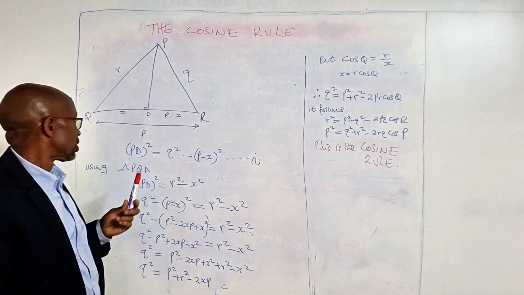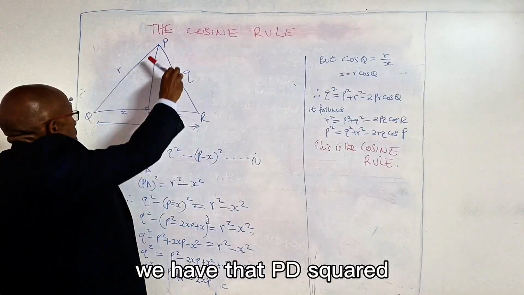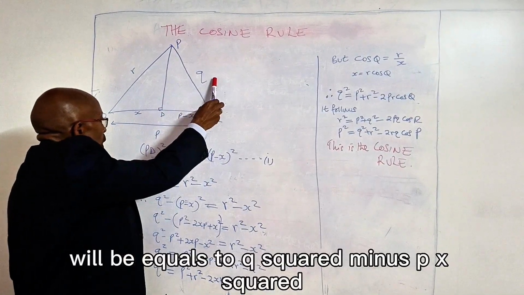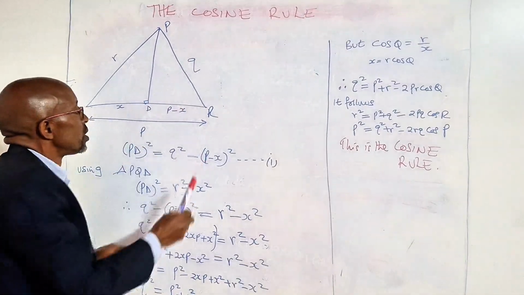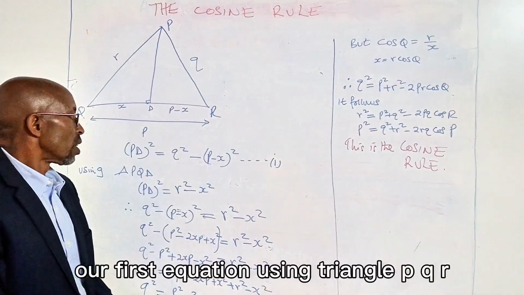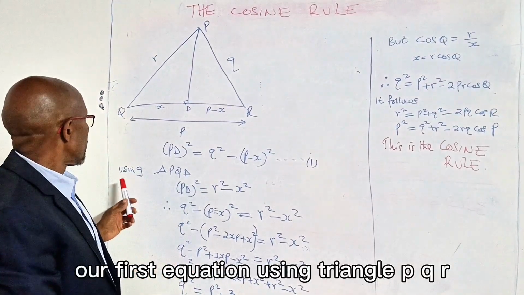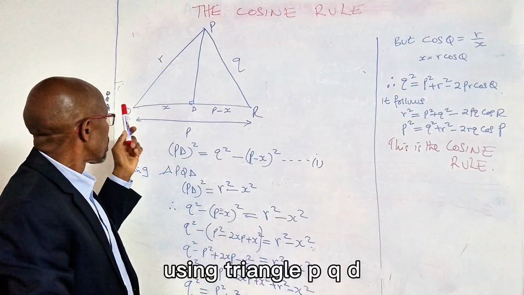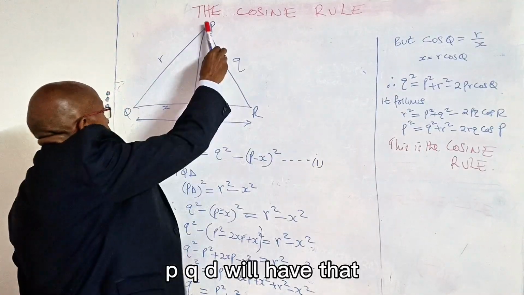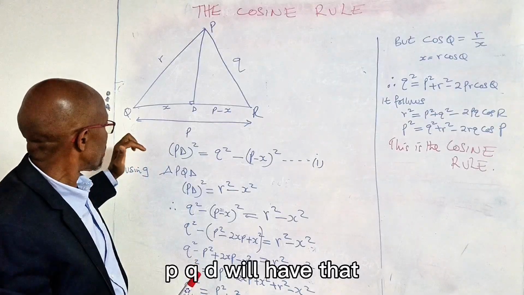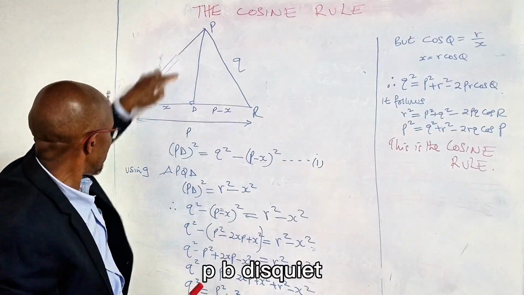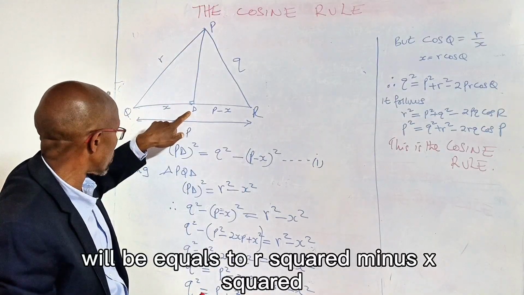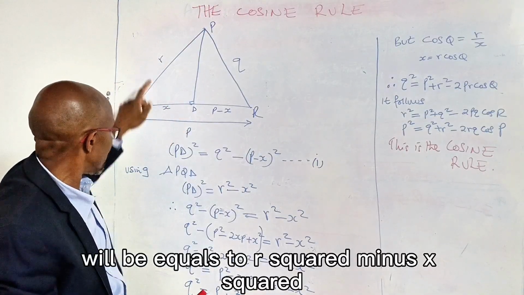From triangle PDR, we have that PD squared will be equal to q squared minus (p minus x) squared. That gives us our first equation. Using triangle PQD, we will have that this perpendicular PD squared will be equal to r squared minus x squared.